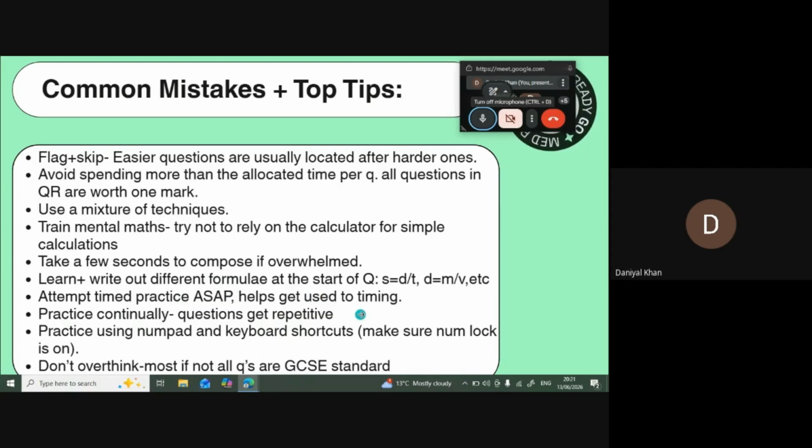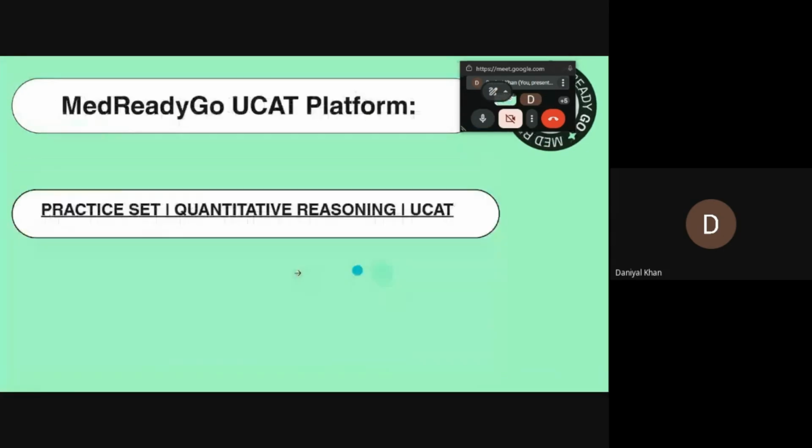And don't overthink. Most, if not all, of the questions in this section are GCSE standard. Most of the time it's not a trick question. It's something really simple, and sometimes people are thrown off by it because it's a medical and dental school entrance exam, and it shouldn't have such easy questions, but it does for some reason. So don't get thrown off by that, and just be confident in your answers.